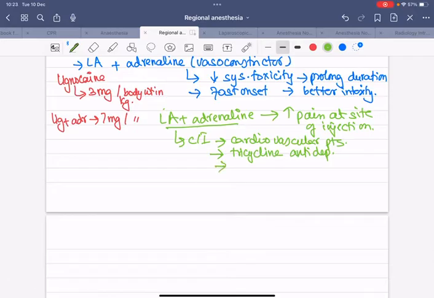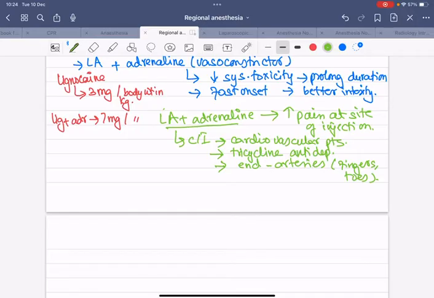And you cannot give this injection at end arteries, for example fingers, toes, etc. You cannot give it there in the end arteries. It is contraindicated because it will cause ischemia and necrosis of the fingers and toes, because these are end arteries. There will be no connection or blood supply to that area.